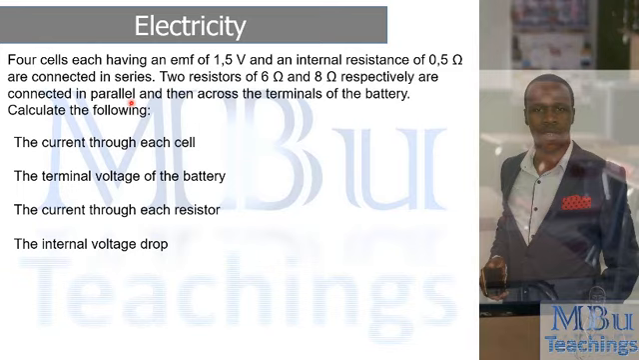Can you see the difference? The connection of the cells is in series, the connection of the circuit is in parallel, and then across the terminal of the battery. Now we should calculate the current through each cell and the terminal voltage of the battery. We also need to calculate the current through each resistor, and finally the internal voltage.